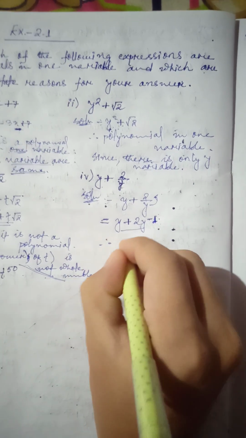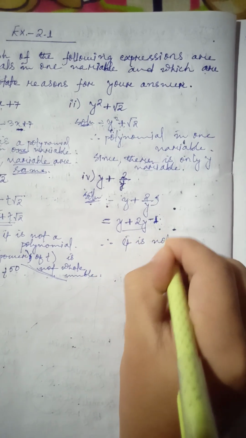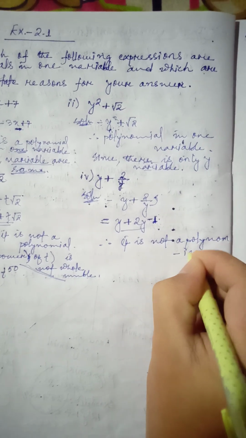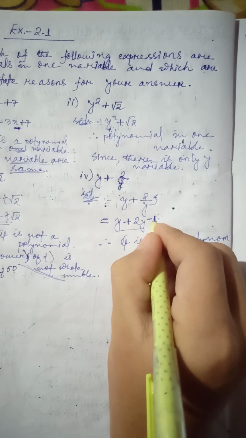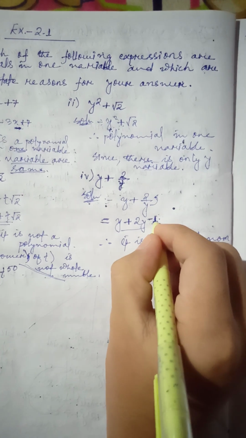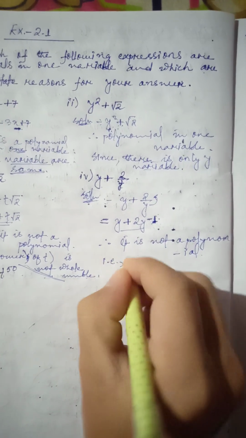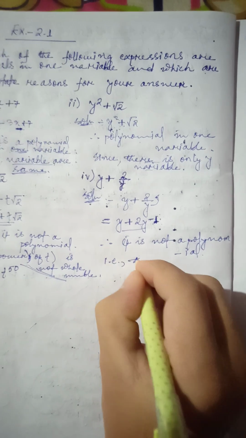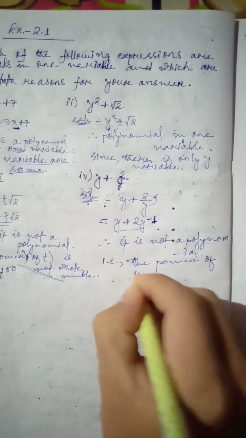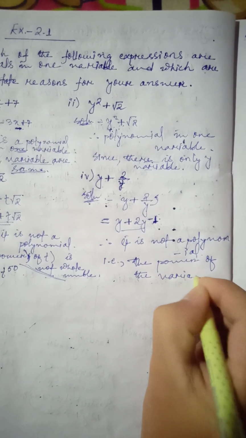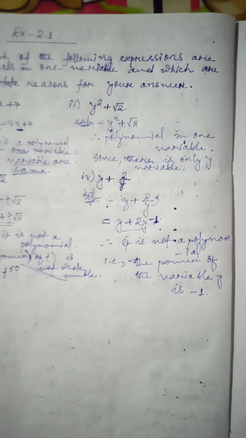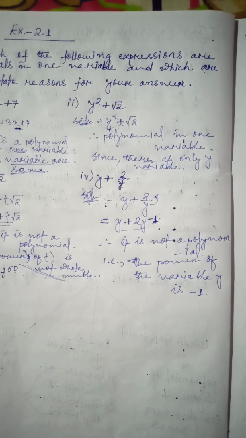It is not a polynomial. Why is it not a polynomial? Because in order to be a polynomial, the power should be a whole number, but here we have an inverse. That means it is not a polynomial. You write it, that is, the power of the variable y is minus 1. Since it is not a whole number, it will not be a polynomial.